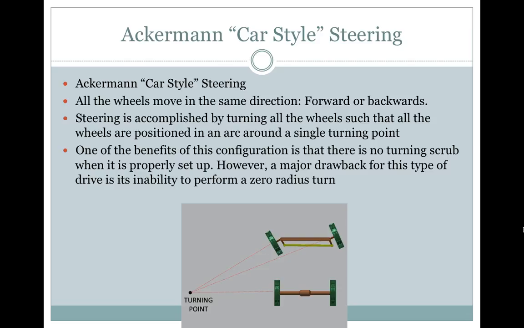Ackerman car-style steering. In Ackerman car-style steering, all the wheels move in the same direction, forward or backwards. Steering is accomplished by turning all the wheels such that all the wheels are positioned in an arc around a single point. One of the benefits of this configuration is that there is no turning scrub when it is properly set up. However, a major drawback for this type of drive is its inability to perform a zero-turn radius.